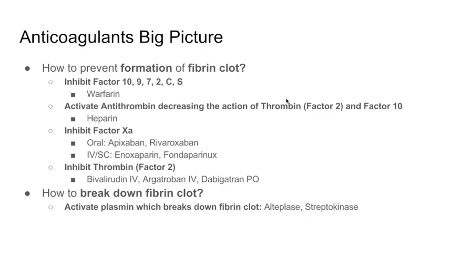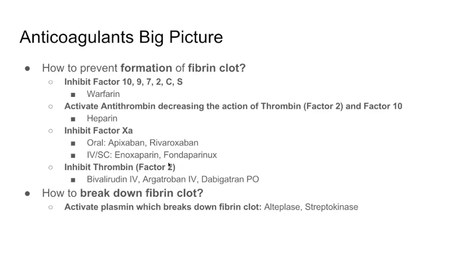We can inhibit factor 2 and factor 10 by activating antithrombin, and that decreases the action of thrombin, and that's through the medication heparin. We can inhibit factor 10, the first factor in the common pathway, through oral agents like apixaban or rivaroxaban. These are factor 10 inhibitors, or some parenteral medications, IV or subcutaneous, like enoxaparin or fondaparinux. These are also factor 10 inhibitors.